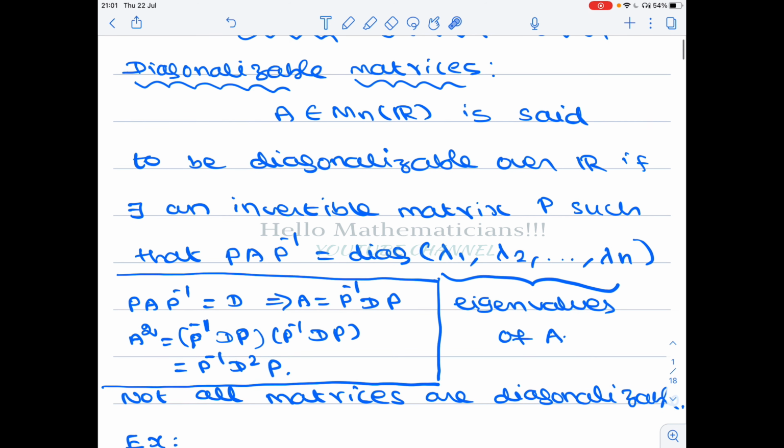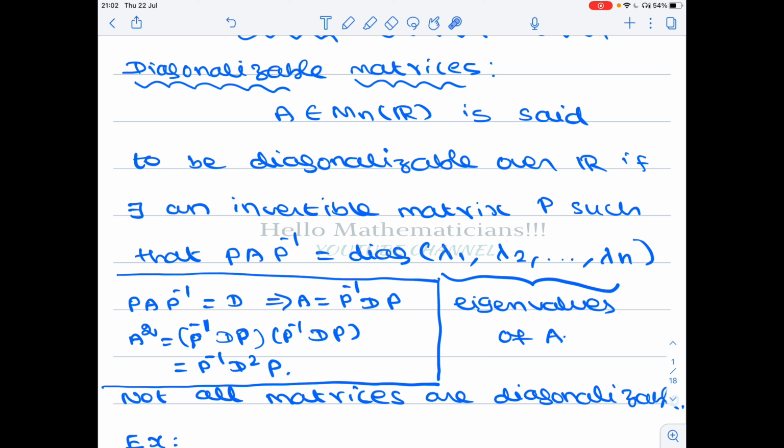In applied mathematics or physics, in any science branch, when they use mathematics, they might need to calculate the higher powers of matrices, A power 100, A power 2000, and so on. So if a matrix is diagonalizable, then it is easy to calculate the powers.